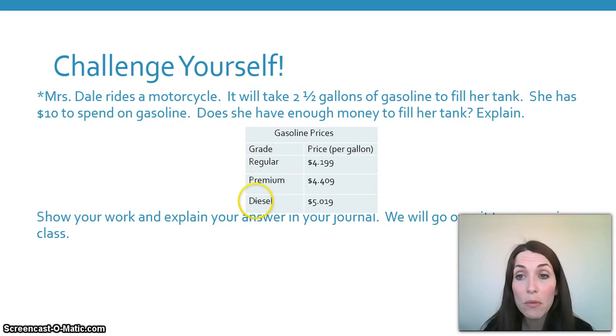So be sure to use this table. Think about the math work that we've been doing. You may have some of these, remember, are multi-step or things like that. So give it your best shot. Come in with an answer, even if you're not 100% sure. That's why we call these challenge problems. Sometimes they're a little bit tricky.